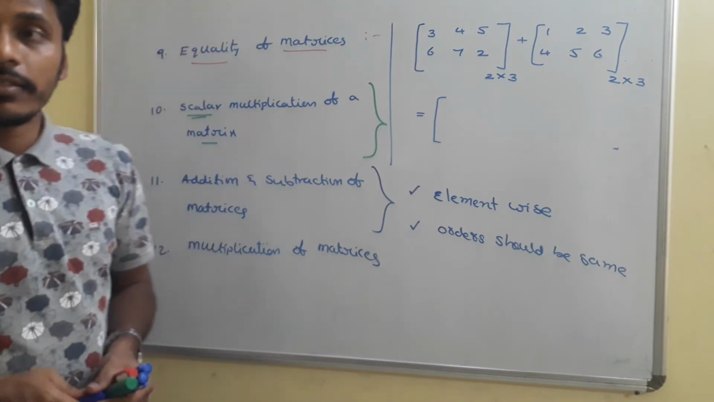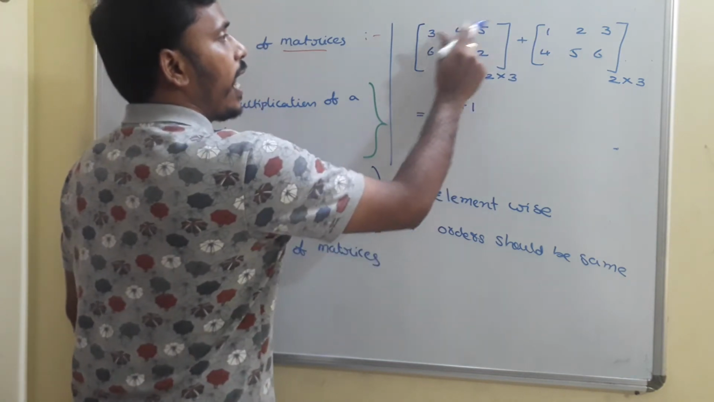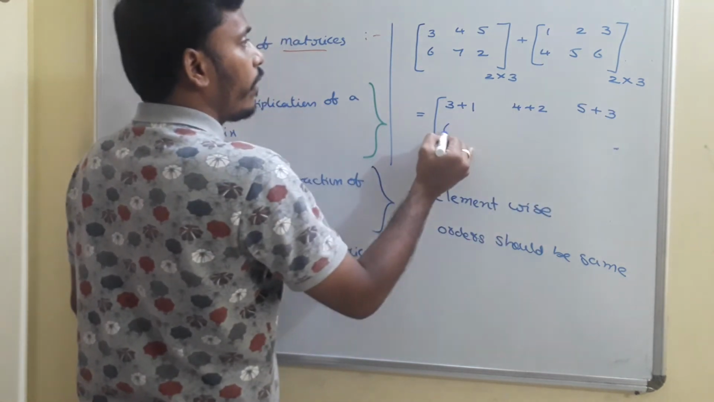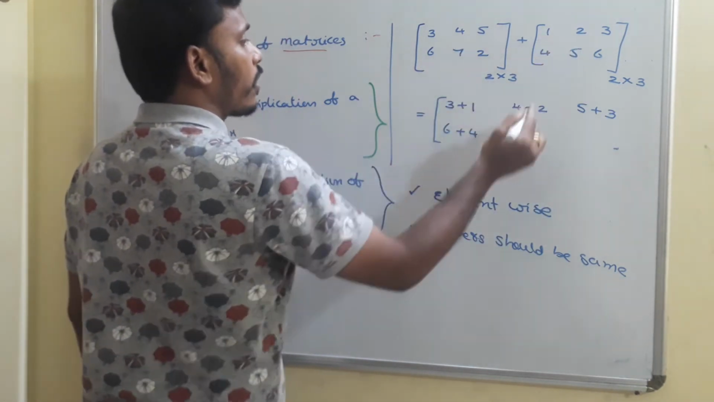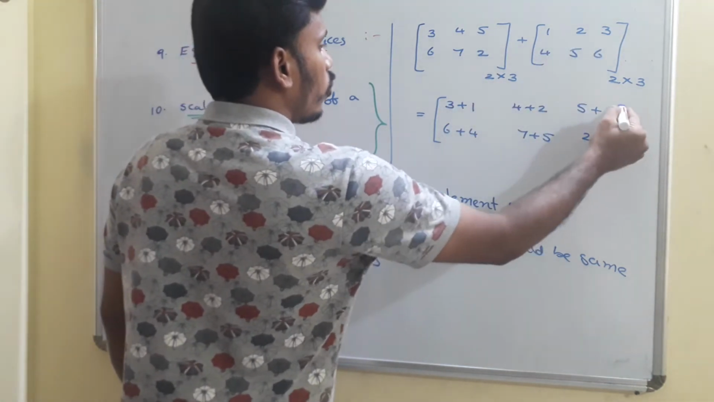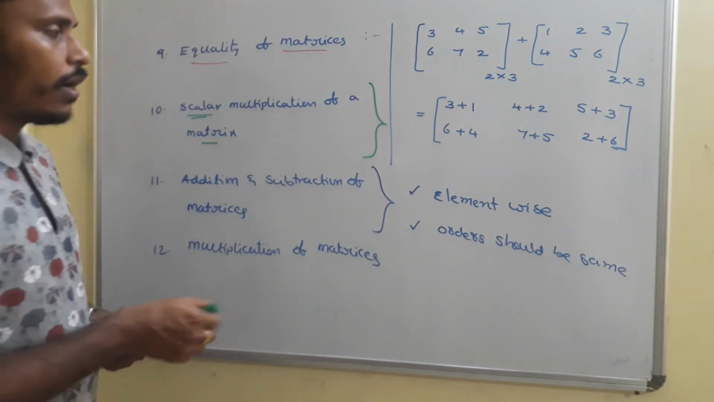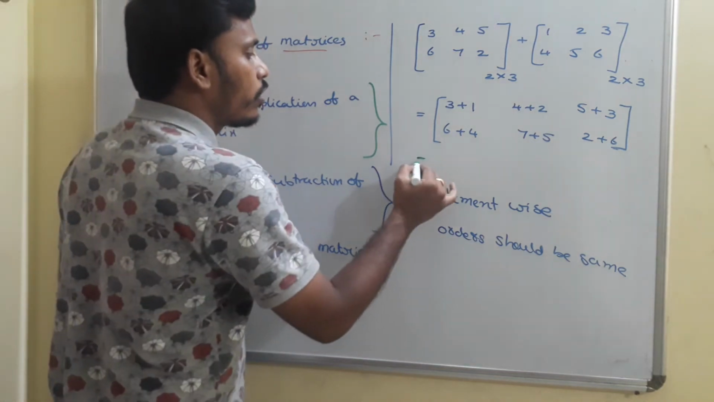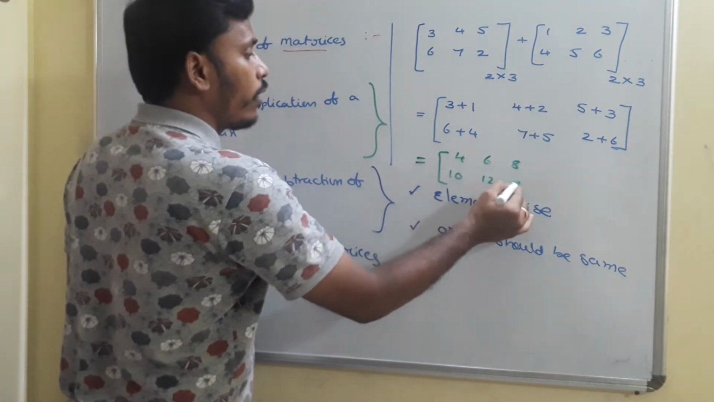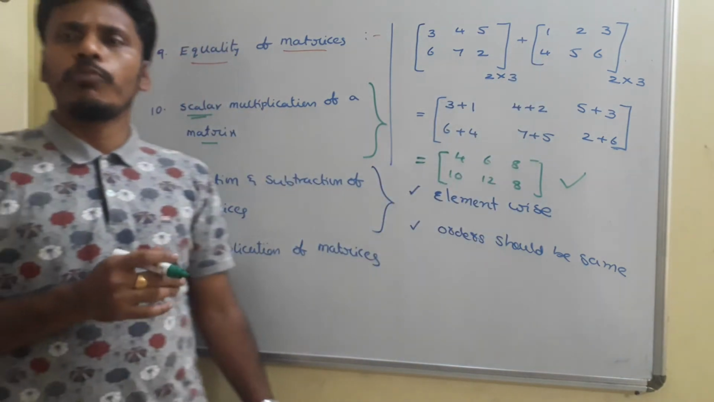So the resultant matrix is obtained by adding the corresponding elements: 3 plus 1, 4 plus 2, 5 plus 3, 6 plus 4, and then 7, whose corresponding element is 5, 7 plus 5, and 2, whose corresponding element is 6, 2 plus 6. Then we directly write the summations, and this equals 4, 6, 8, 10, 12, 8. That's the sum of these two matrices. So you need to memorize that.